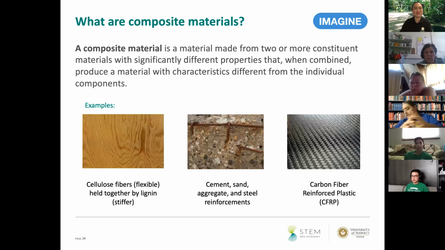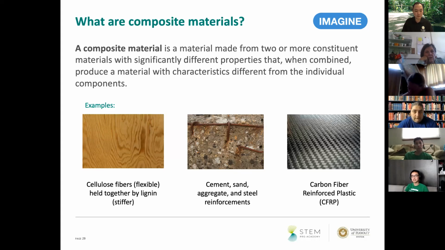I'll just do an introduction on what composites are. A composite material is a material made from two or more constituent materials with significantly different properties that, when combined, produce a material with characteristics different from the individual components. So you basically combine two or more materials and they remain separate. Unlike a metal alloy like brass or steel, where the different elements combine, these still remain separate materials.